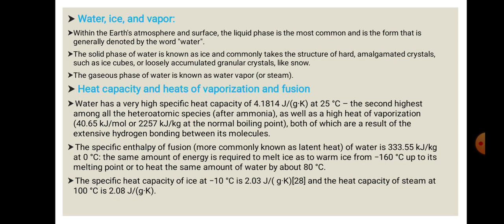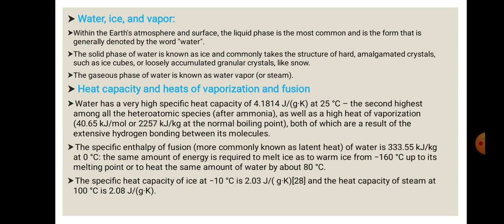Within the Earth's atmosphere and surface, the liquid phase is the most common and is the form that is generally denoted by the word water. That is the liquid form of water. The solid phase of water is known as ice and commonly takes the structure of hard amalgamated crystals such as ice cubes or loosely accumulated granule crystals like snow. The gaseous phase of water is known as water vapor or steam.